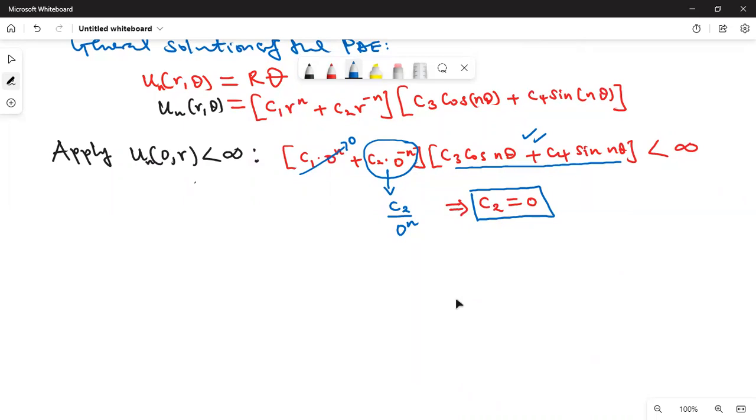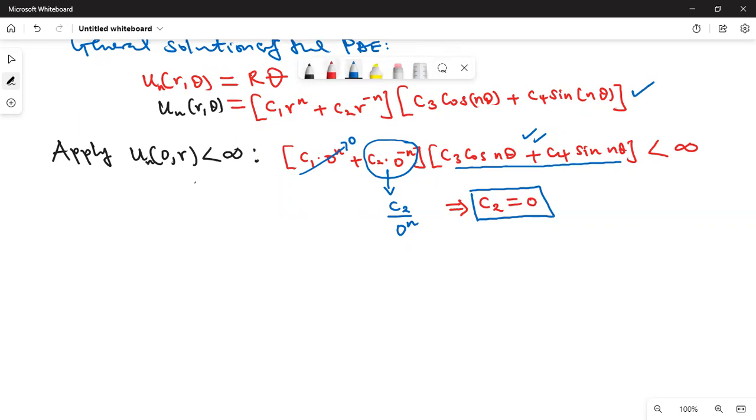If you are getting the limit and you realize that upon direct substitution you're getting 0 over 0, you could use L'Hopital's rule or factorization to simplify what is common in the numerator and denominator so that you get your required limit. So we insist that C2 must be 0 for our solution to be finite. So let's go back and replace it here.